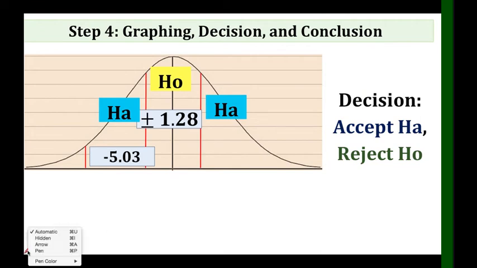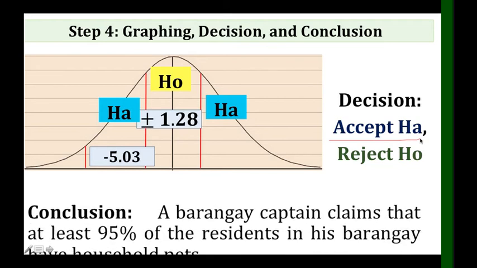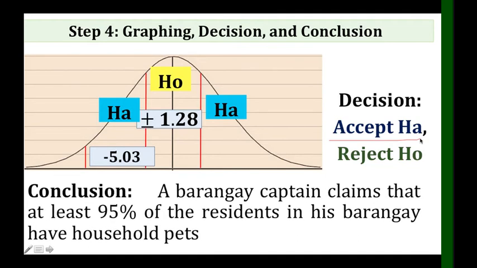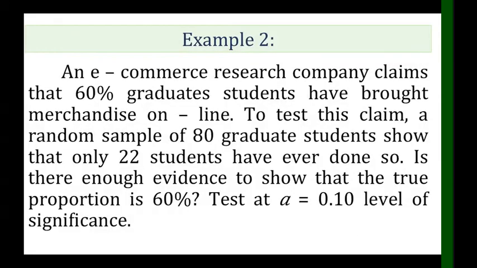Again, tandaan natin kung anong in-accept natin. Ang na-accept natin is HA. Therefore, balik tayo sa step 1. Ano ang ating statement sa step 1? Ang statement natin is a barangay captain claims that at least 95% of the residents in his barangay have household pets, and that will be our conclusion. Okay, to understand it better, let's have example number 2.